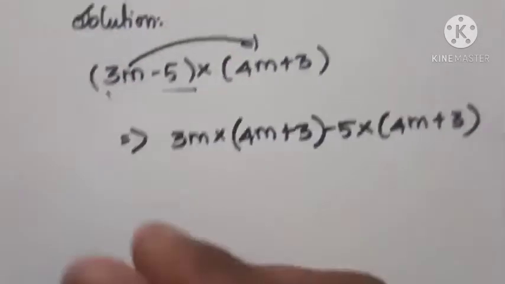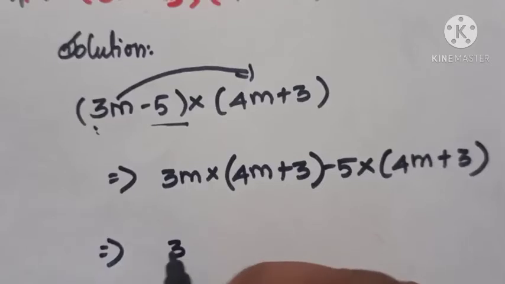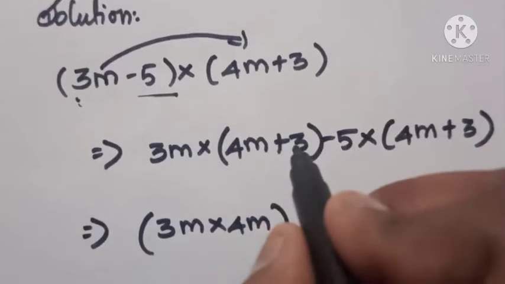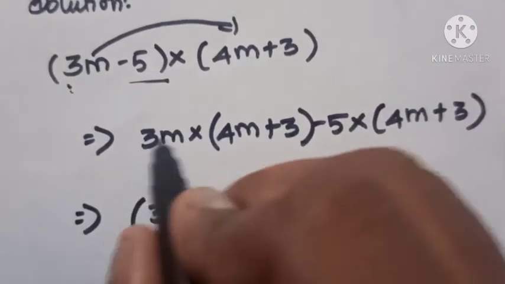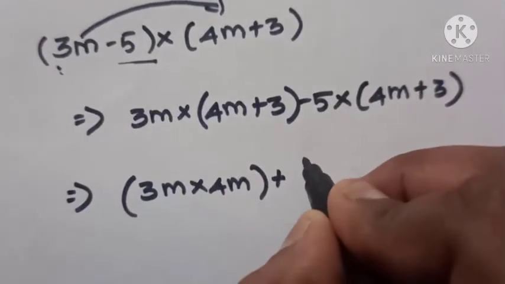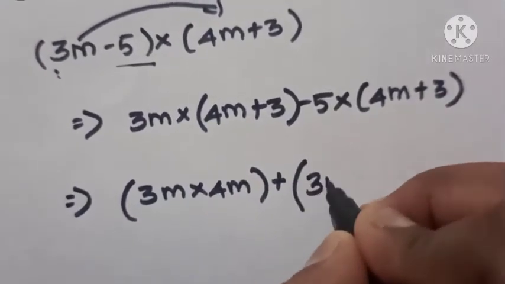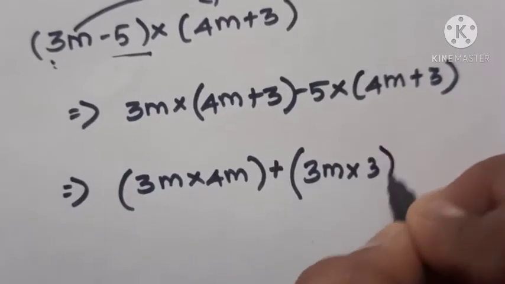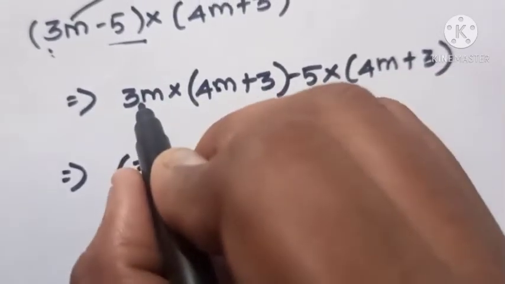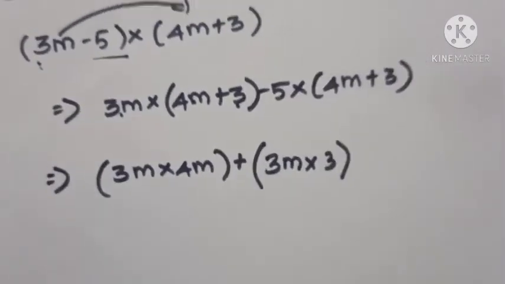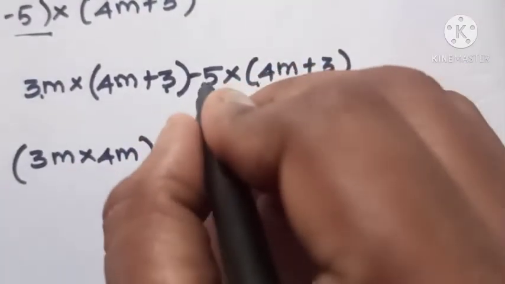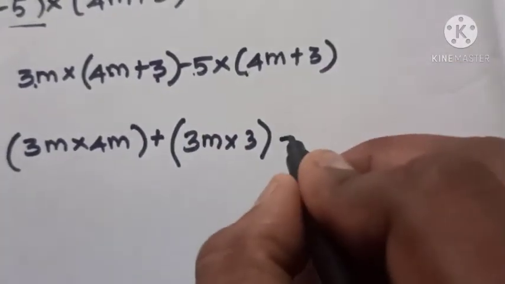Now you need to multiply as usual. So 3m into 4m. Next you concentrate on the signs of the integers. Plus into plus becomes plus. Next, you multiply 3m with 3. First 3m is multiplied with 4m, and next this 3m is multiplied with 3. Now you can see plus is there and minus is there. So minus into plus becomes minus.